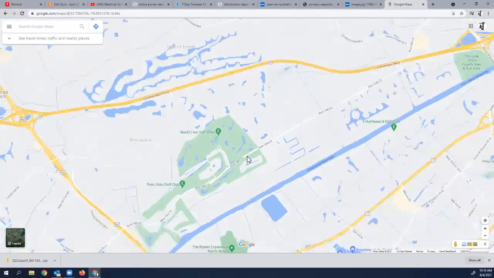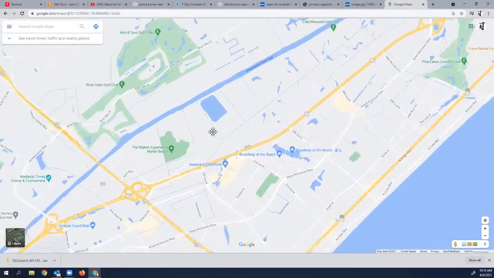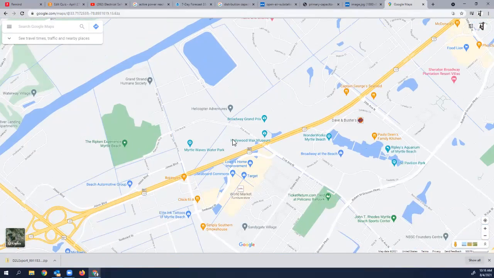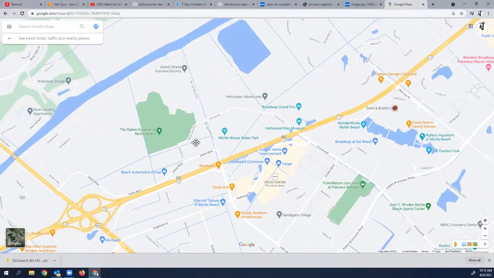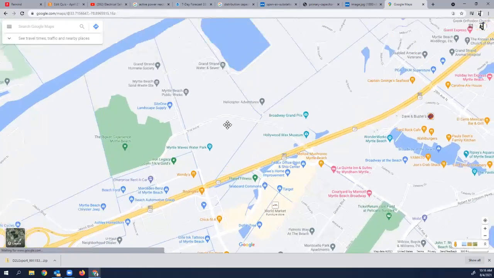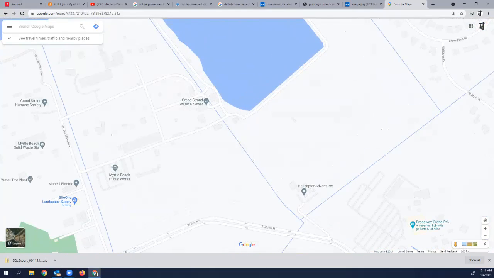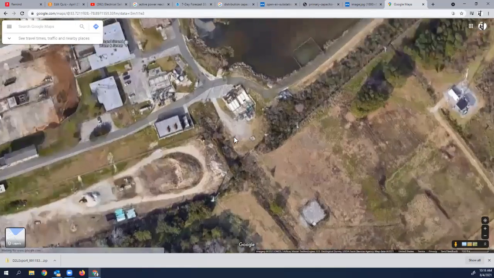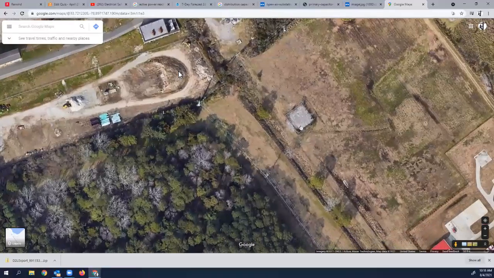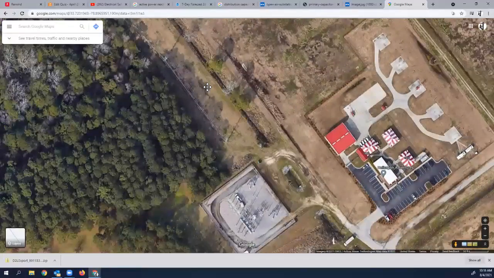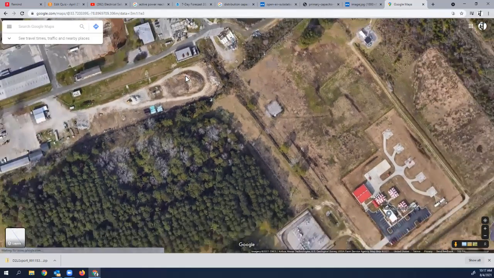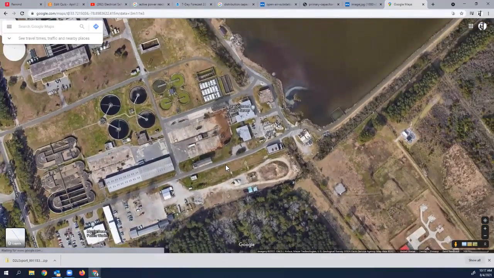All right, so where am I? I am in Myrtle Beach. I'm going to the Ripken Fields. Let's zoom down here. Need to get over to Helicopter Adventures, Grand Strand Water and Sewer. Fantastic. Let's go to satellite view. See how close we can zoom in on this. All right, we're just going to throw out a simple question here. Here's the substation, 21st Avenue substation. I'm going to drag over here, zoom out a little bit. This is Grand Strand Water and Sewer.